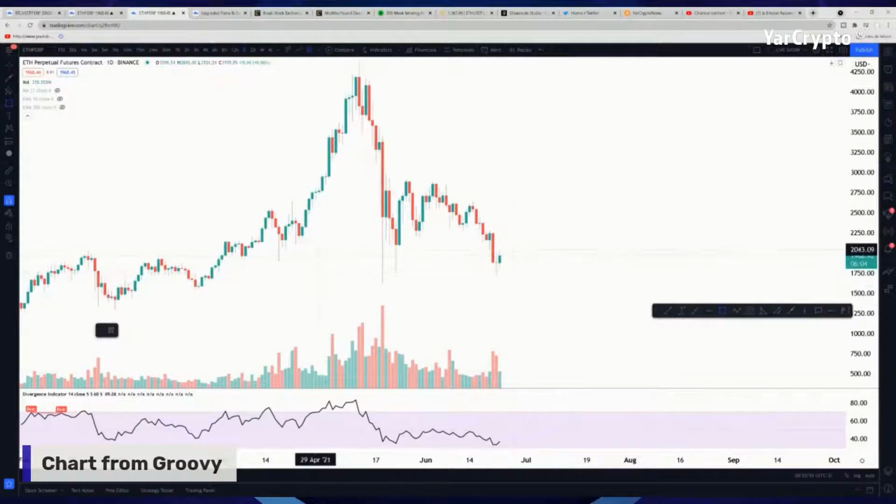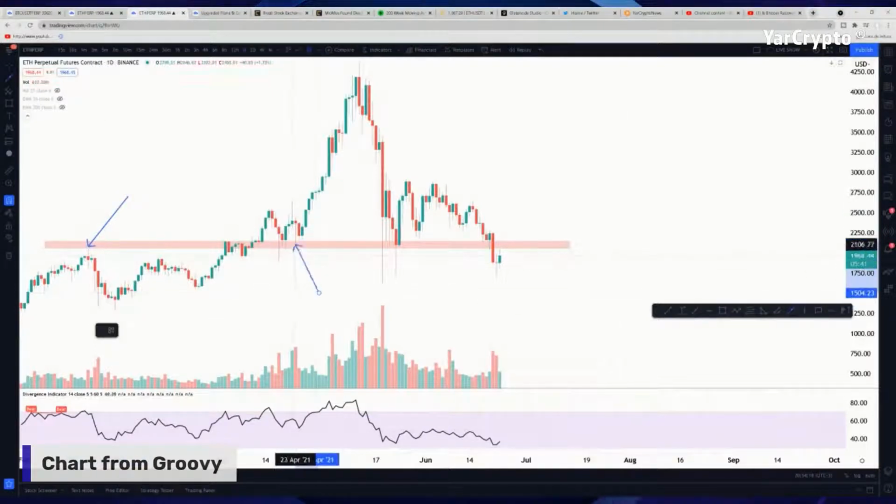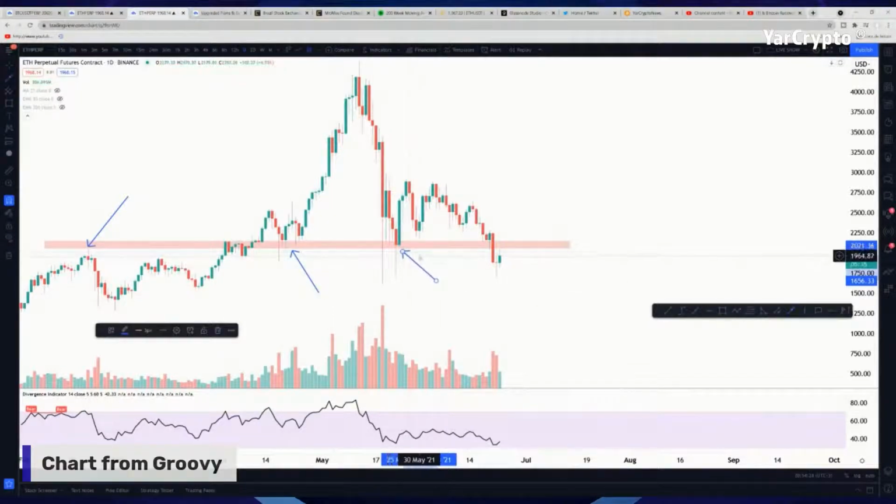The first one would be the 2K level, the 2000 level. As you guys can see, we had a lot of areas that have been touched in the past. So basically here, the first one, and then we had another touch right here, and then here as well. This is a very major level, and similarly to BTC, we broke this level in the past 2 days, came back and retested it as resistance as well.